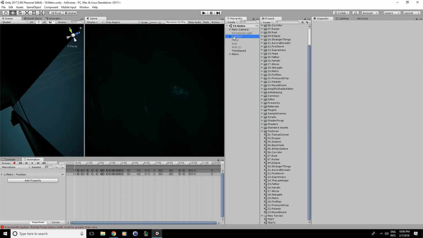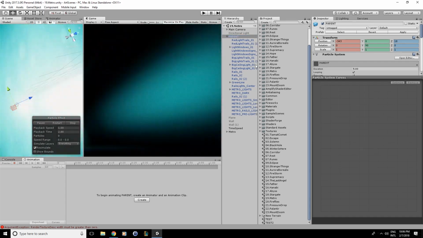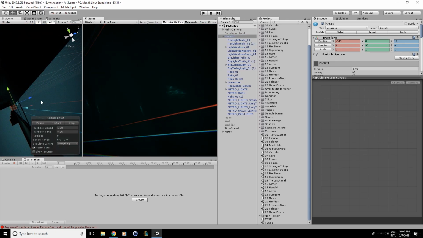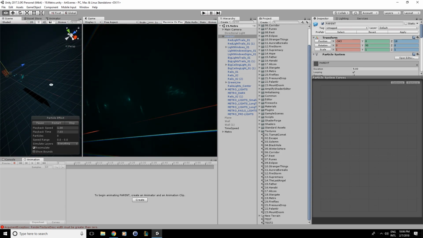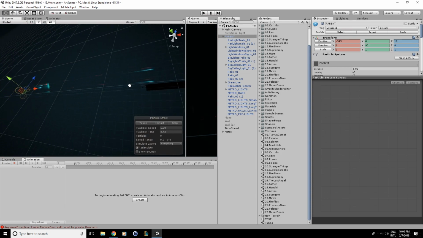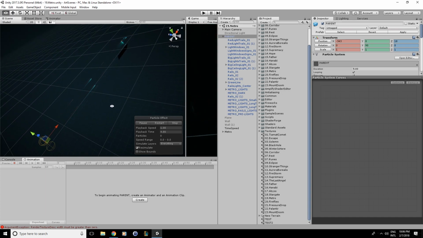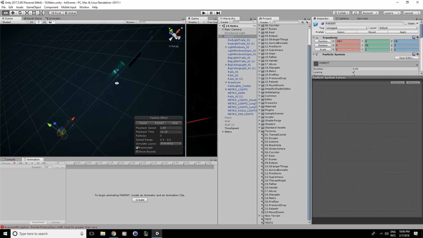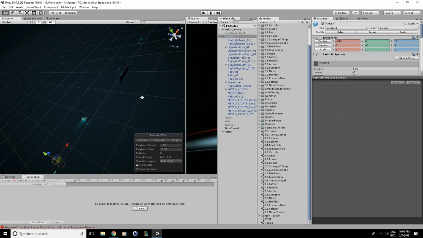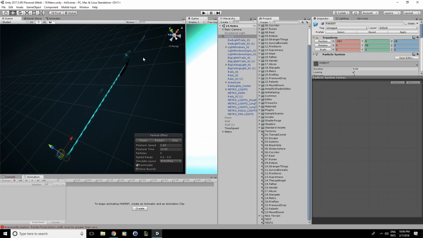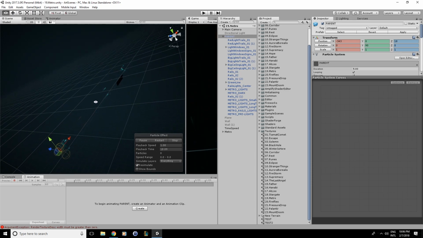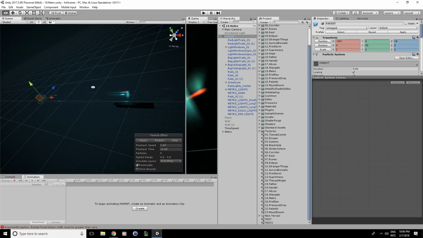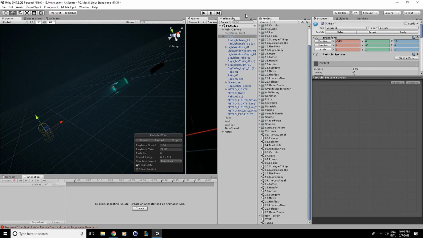So here I have one big particle system. And as you can see here, it's just a bunch of particles moving at the same speed with different delays and different colors and sizes, and then we have a bunch of particles just bursting out at the same speed too. And well, that's really it, honestly.